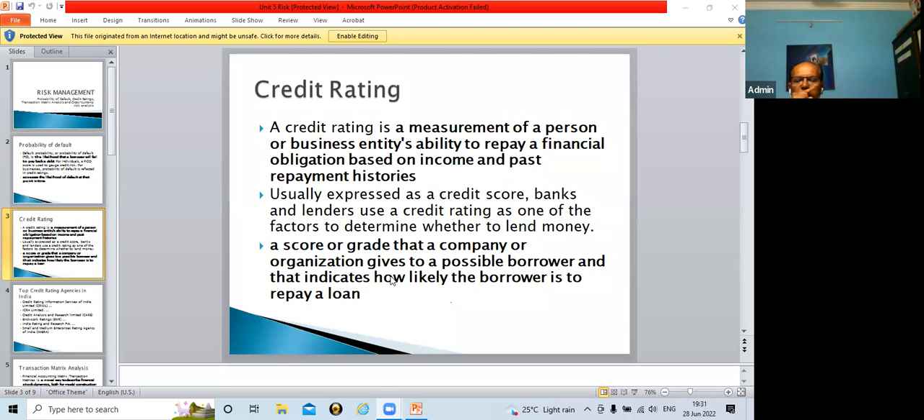Now similarly, even in colleges nowadays, rating is given by NAAC and NBA. You might have heard of NAAC. Have you heard of NAAC?